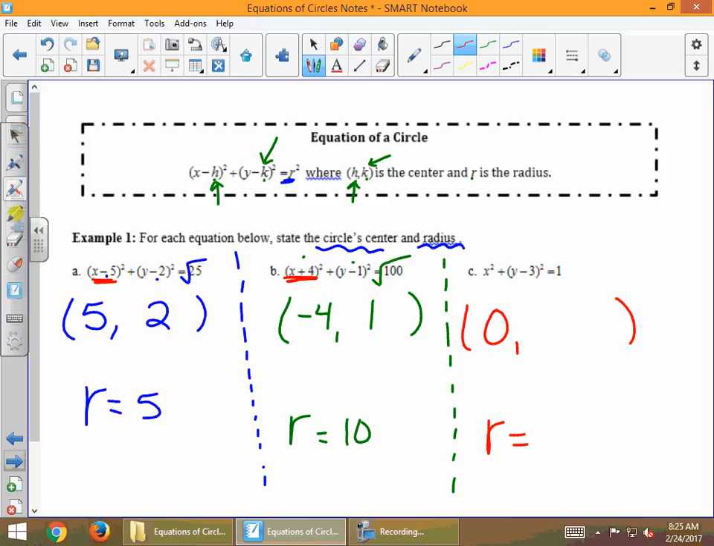And if we go to the parenthesis with the y, it's a negative 3, change the sign. Square root that back number to get your r. Square root of 1 is 1. Okay, so that's kind of going backwards. You're given the equation and we're trying to find the pieces.